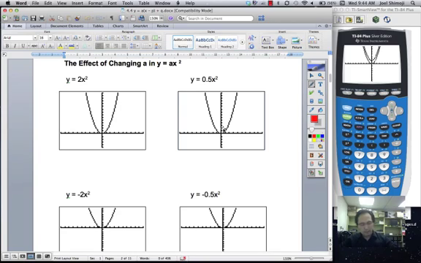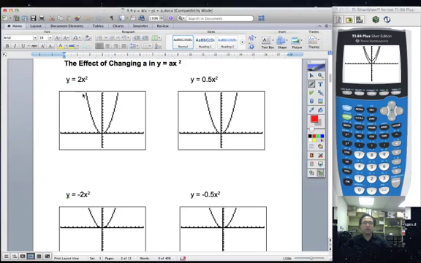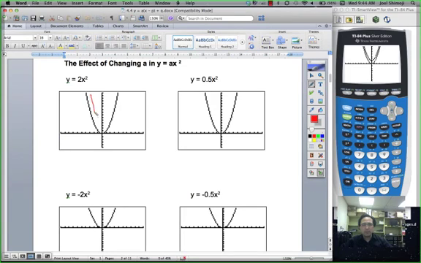What about changing the a value? Well, the a value has two things. If the a is greater than 1, we see that the parabola skinnies up, it gets a little bit thinner. Rate of change faster. If the a value is less than 1, the parabola gets wider. If you put a negative sign in front of it, it just flips it. So -2 would be thinner than a standard parabola, but now it's facing downwards. And the same thing with a -0.5. It'll be wider than the standard parabola, but that's also facing downwards as well.